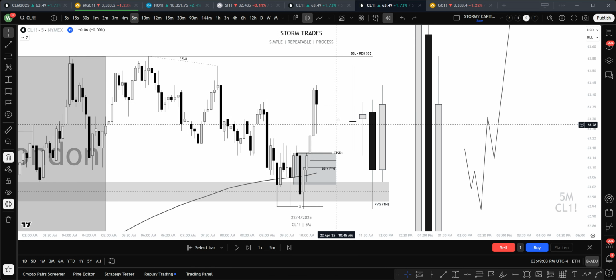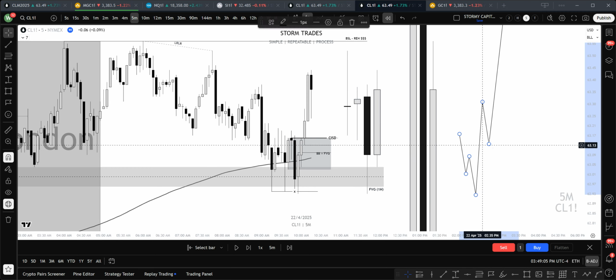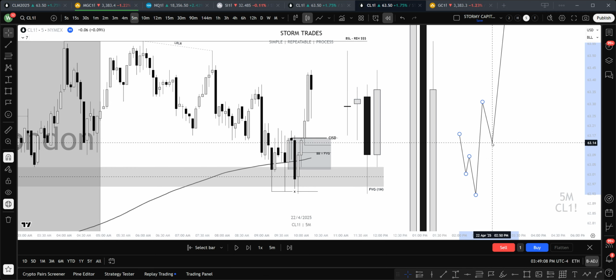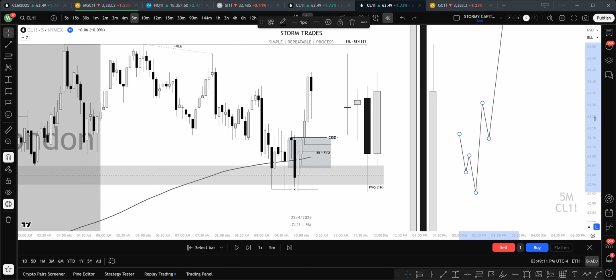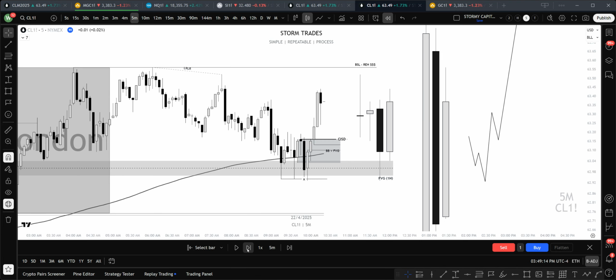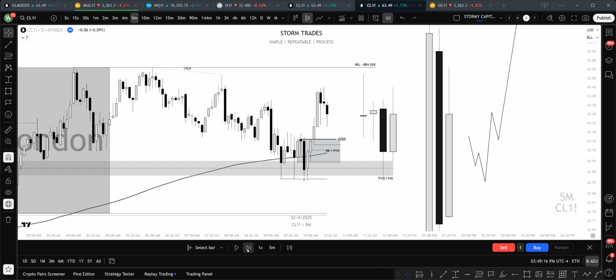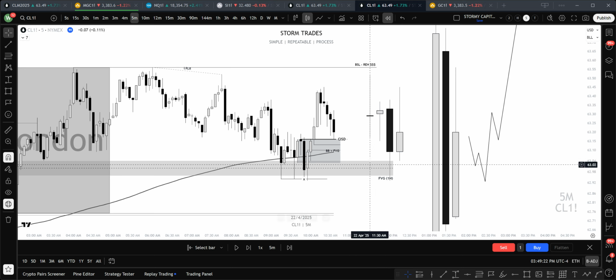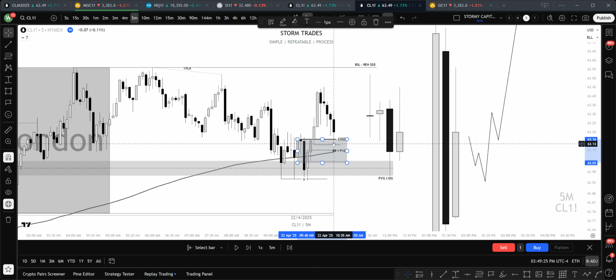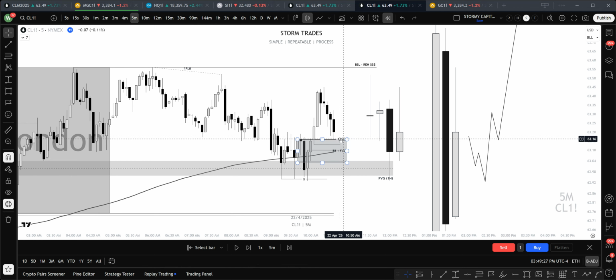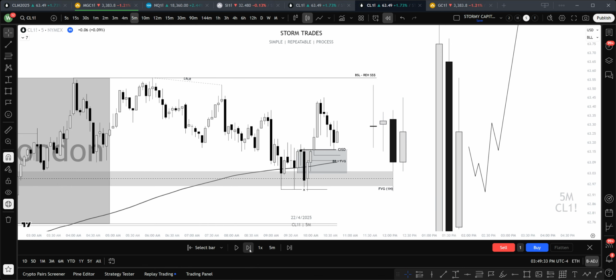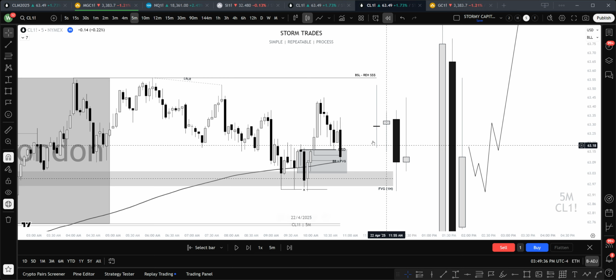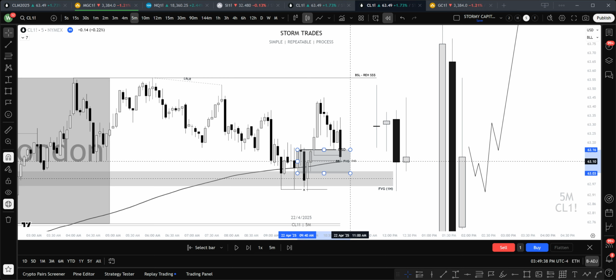There we go. So what I'd like to see now is this pullback down into the breaker. That's what I'm waiting for. Now you could make it your first entry here. I did not take that yet. No. This is right here when I got the entry.